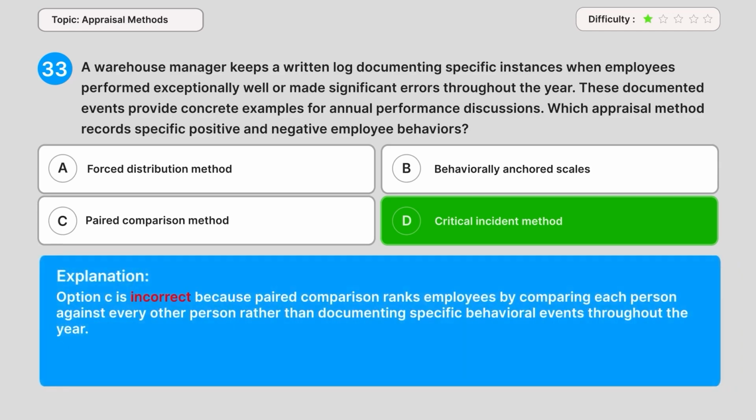Option C is incorrect because paired comparison ranks employees by comparing each person against every other person, rather than documenting specific behavioural events throughout the year.